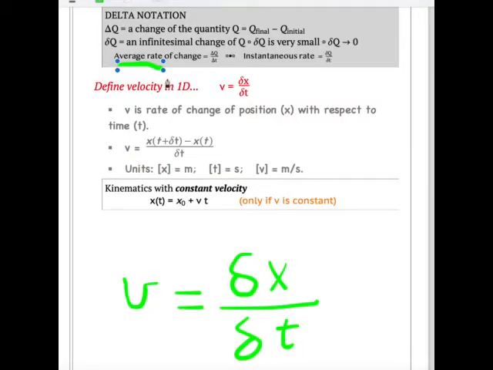Okay then. Velocity is the rate of change of position with respect to time. So we're always concerned with rate of change. And there are actually two kinds of rate of change. We can define the average rate of change, which is delta Q over delta T, where delta T is not necessarily a small time, it's just some time interval over which Q is changing. And there's also the instantaneous rate of change. That's delta Q over delta T, where that's the infinitesimal change in time with the lowercase delta.